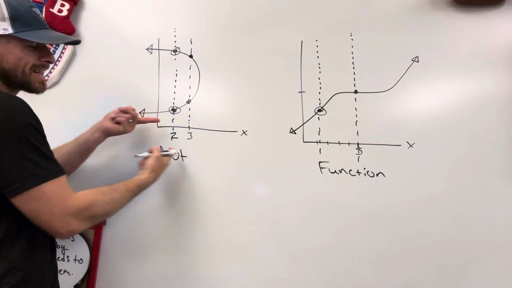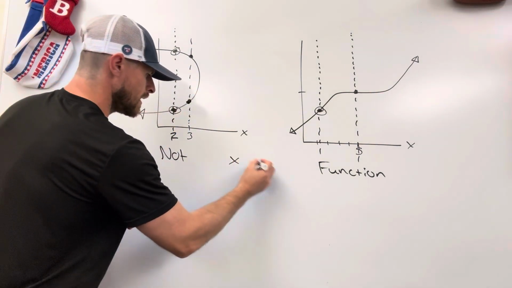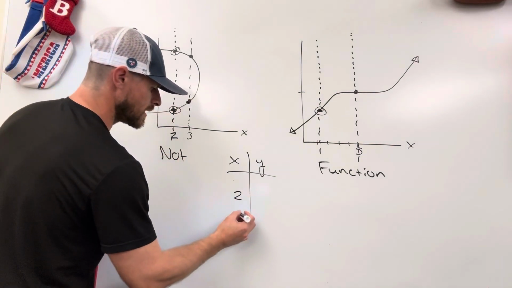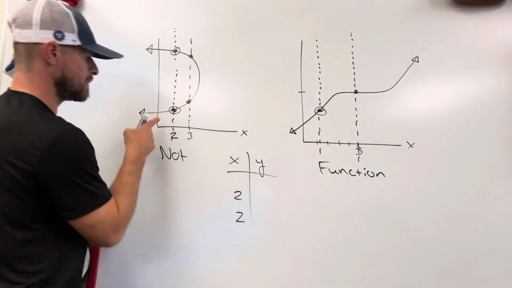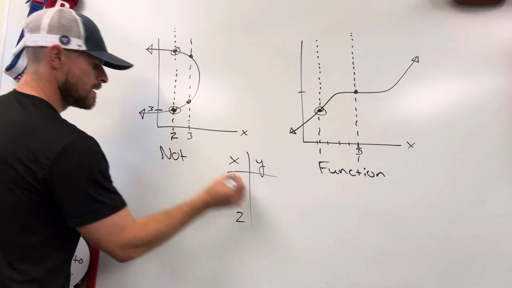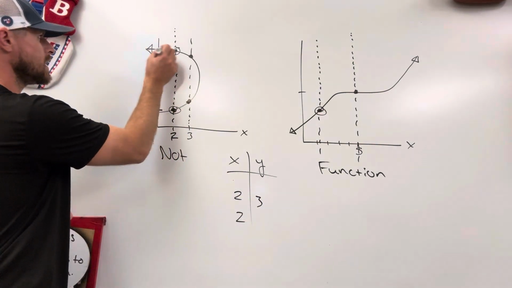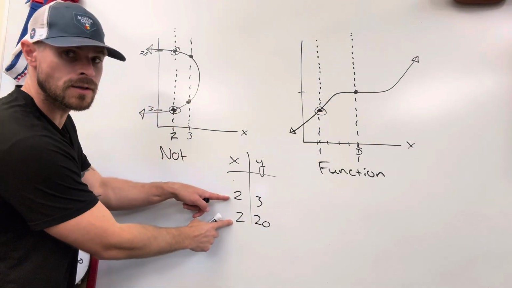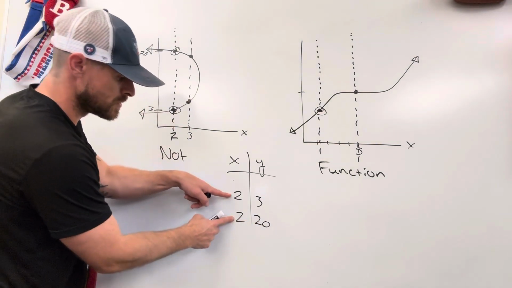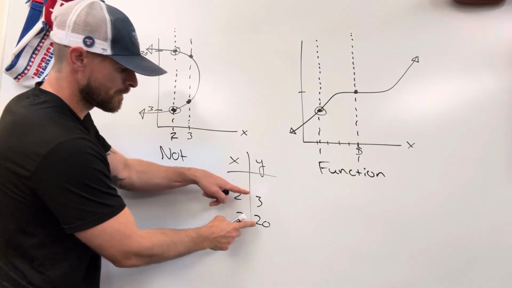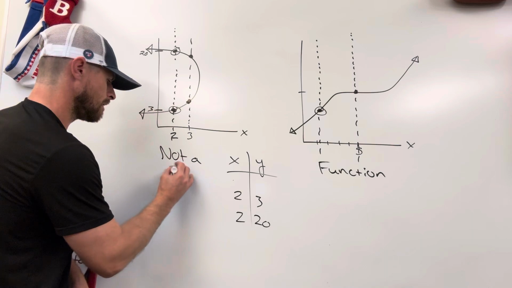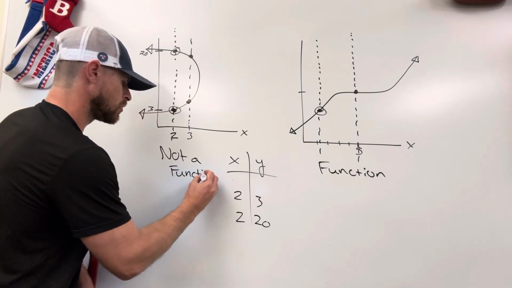So to connect this to our tables, X, Y, if I were to produce this on a table, I'd have a 2 and another 2 with different values, maybe up here at 3, and then another one up here at 20. So I'd have something like that, which remember, we already practiced tables. If you have repeated values for X with different values for Y, we're dealing with not a function. So there's graphs for you.